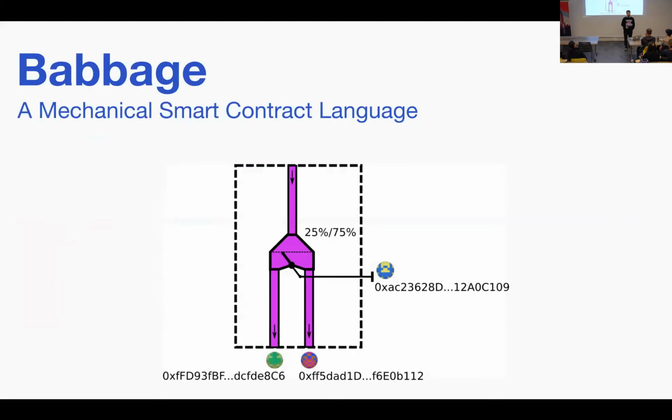Babbage is a mechanical smart contract layer, so you can drag and drop and program your language like this. I don't know if you would call this a domain-specific language, but it's one of what I believe will be more domain-specific languages coming, if that's what this is.